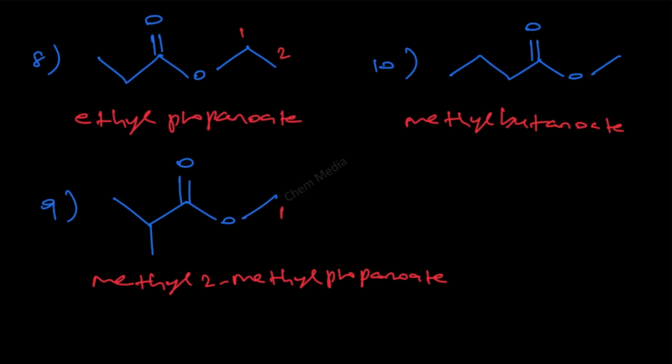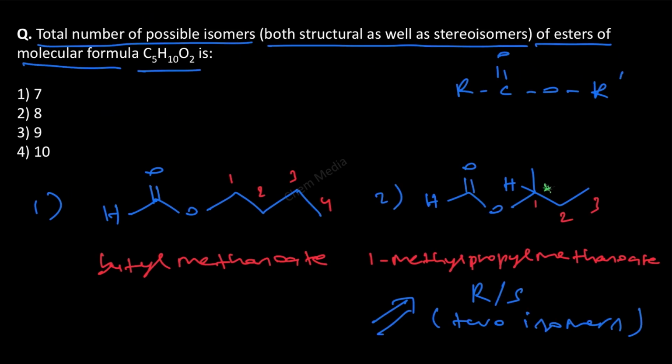Only the secondary butyl formate has a chiral center. There is only one isomer that has a chiral center, that is secondary butyl formate or 1-methyl propyl methanoate. That is the only isomer that has a chiral center. So therefore 10 is the correct answer for this question.